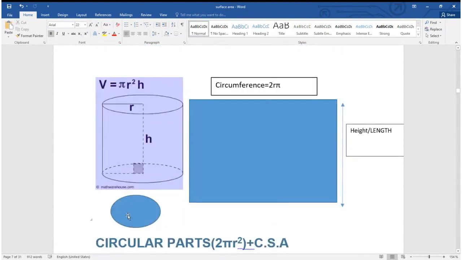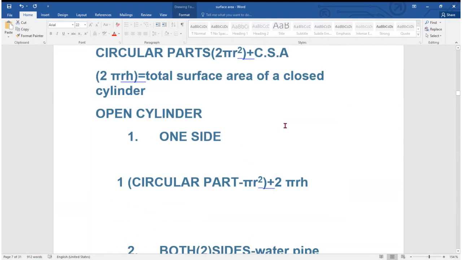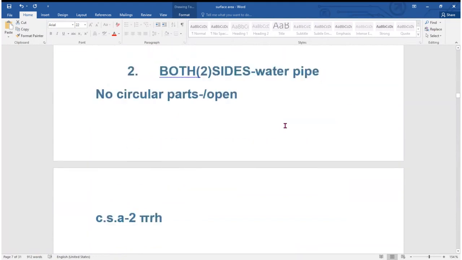Okay, we need water to pass through here, so this part is also not going to be here. It is only going to be a curved surface area, like in the case of a water pipe. So you only have the curved surface area. When you're finding the surface area, you only include the 2 pi r h if you want to find the surface area of a water pipe.